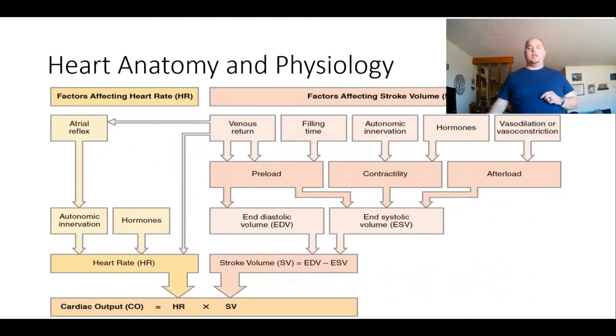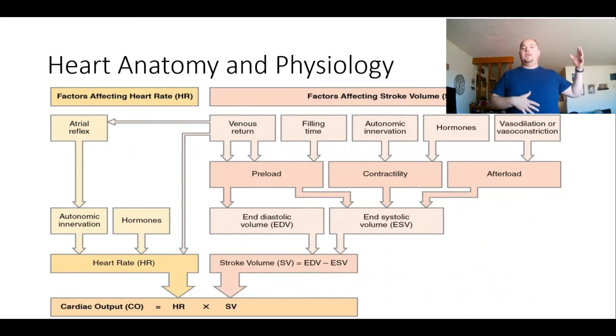Here's another breakdown of the factors affecting stroke volume. Venous return, the filling time, how the electrical system was working, hormones, vasodilation, vasoconstriction. It affects preload, afterload, and contractility. And all of these affect our stroke volume. And our stroke volume is your end diastolic volume and your end systolic volume, and those affect your ability for stroke volume.